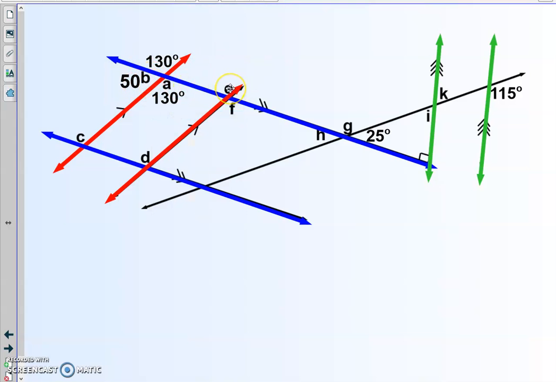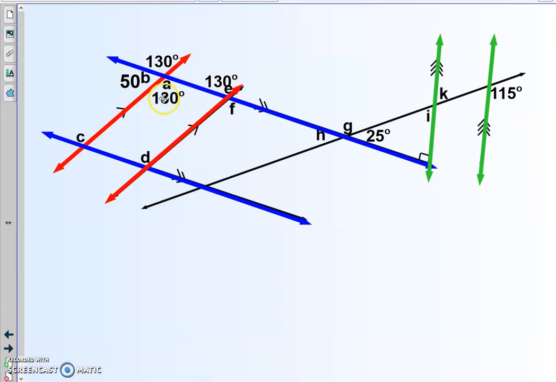Now, here's a blue and red angle. Let's go back to our original blue and red angle. Do these angles have a special name? Well, they don't share a vertex, so they're not linear pairs, they're not vertical angles. But they do have parallel lines. And these two angles are both to the left of the red line and to the right of the blue line. So that puts them in the same position, which makes those two angles corresponding angles.